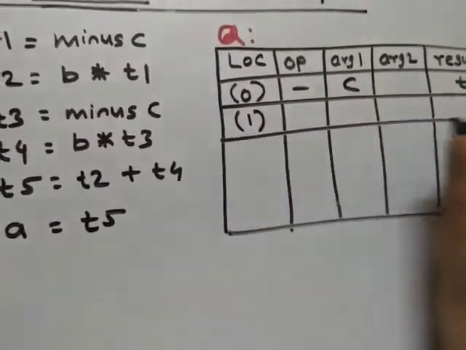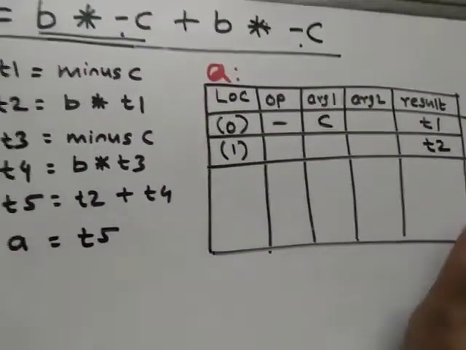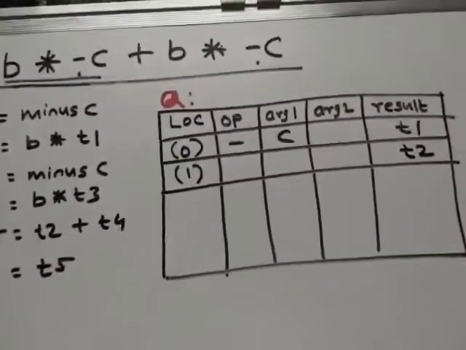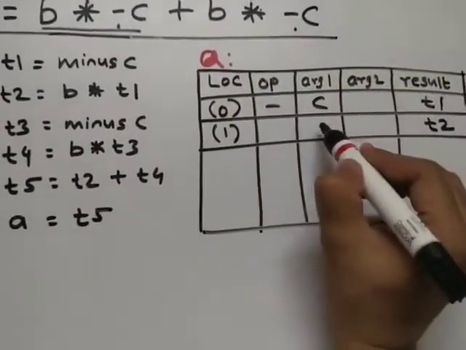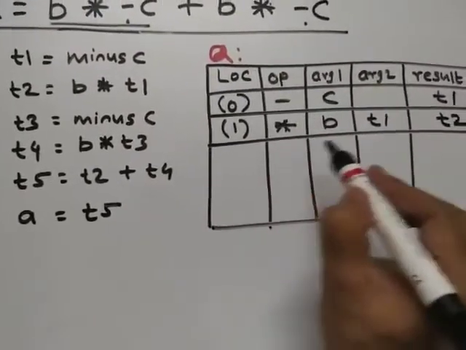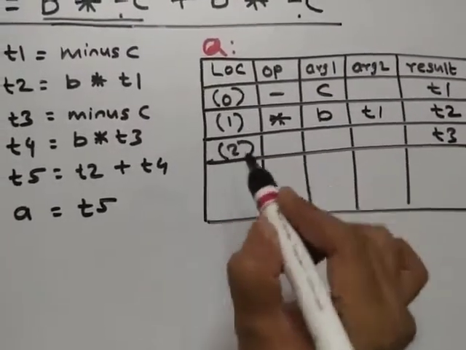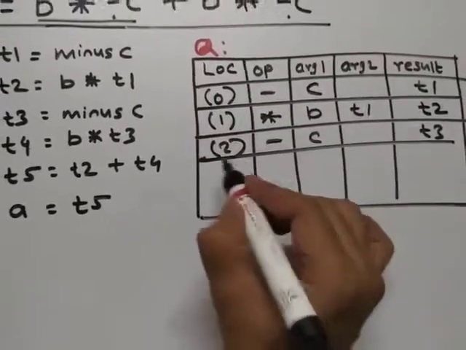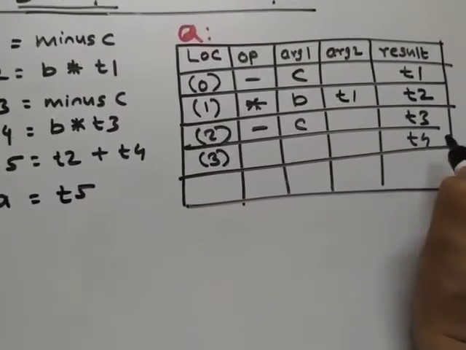Next, location 1, statement t2. So t2 will be the result. I'm keeping t2 in the result column. Then we will have b as the first argument and t1 as the second, and they are multiplied together. Then next is t3, and for t3 it is minus c, again minus c. Then next is the third location, and t4 is the result.